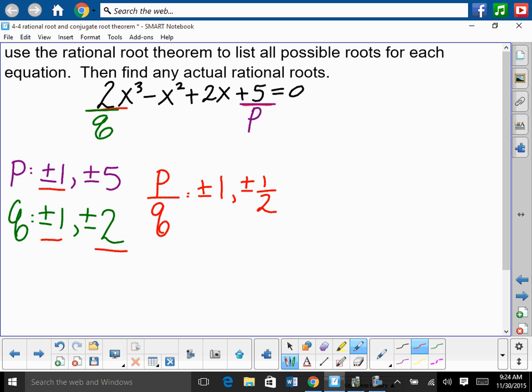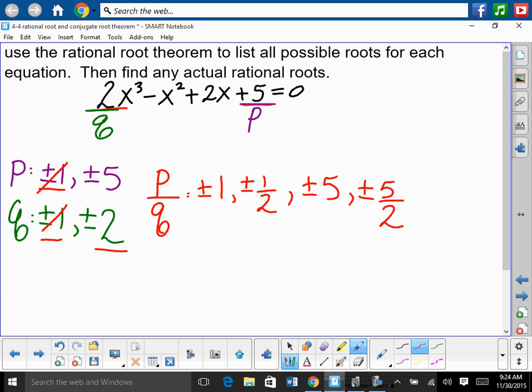And now we're going to do all possible p's divided by q's. We just took care of 1. Now we're going to divide 5 by all of our q's. So plus or minus 5 divided by 1. 5 divided by 1 is just 5. So plus and minus 5. And then 5 divided by 2 is 5/2. So plus and minus 5/2.